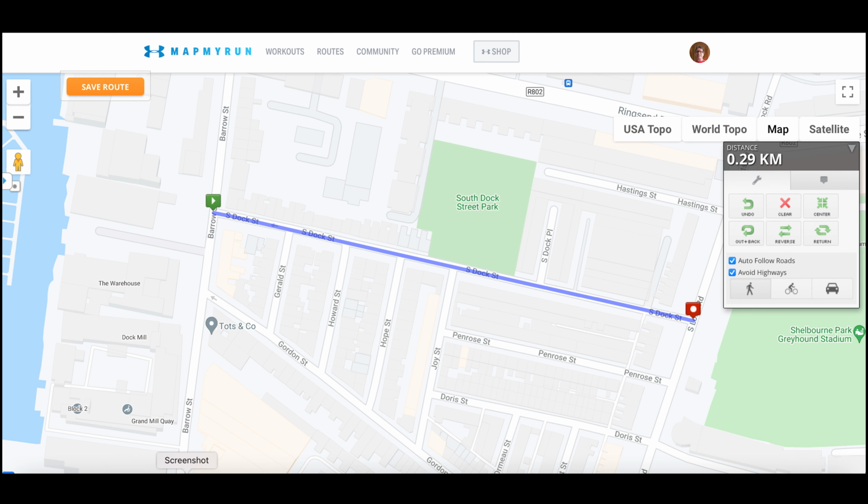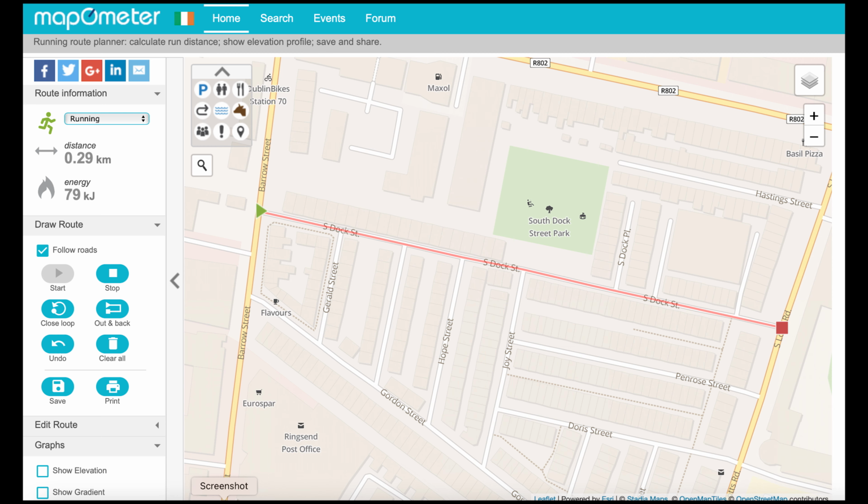So I decided to go to a street over there called South Dock Street. It's a long, straight street, quite wide, low houses, very few trees. So GPS signal should be pretty good. I went to both Map My Run and Mapometer on the web, and I measured the distance accurately from the ends of the footpaths, etc., at 290 meters. And I thought, okay, that should be reasonably accurate.